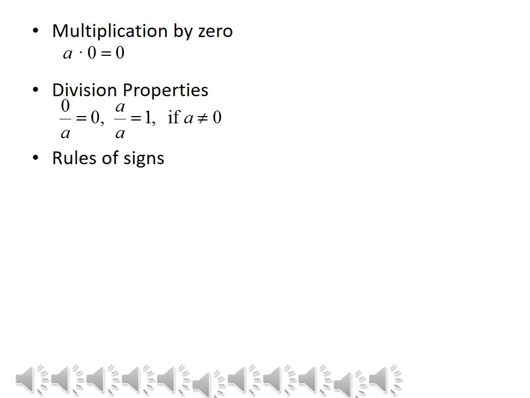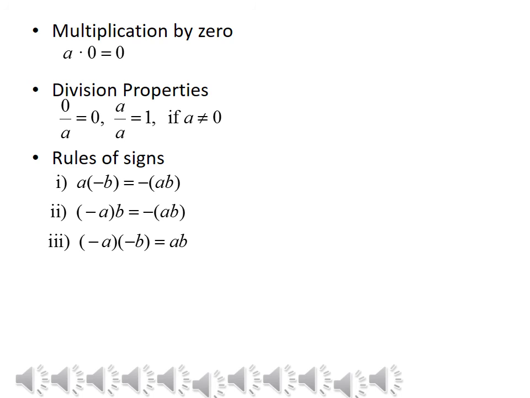We have some rules of signs that we'll be using. The first says that a number times the opposite of another number will equal the opposite of the product of the two numbers. So a times minus b will equal minus ab. Similarly, minus a times b will give you minus ab. Third, we have minus a times minus b equals ab. So the two minus signs will cancel each other out.